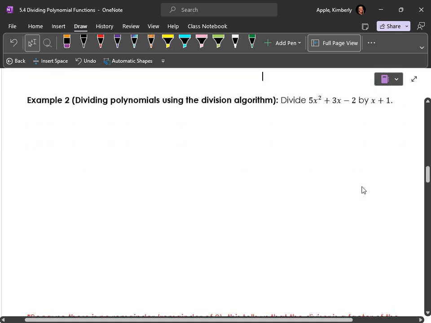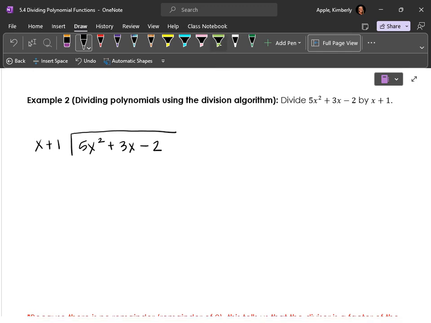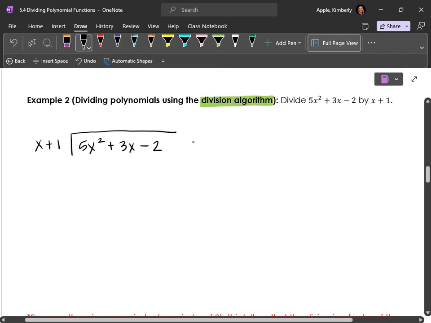So let's try again. Let's do another example where we do the long division. And this is going to be x plus 1 dividing into 5x squared plus 3x minus 2. And let's write our answer using the division algorithm. And so again, we're going to divide the first into the first. That's 5x squared divided by x. That's going to be 5x. We're going to multiply. That'll give us 5x squared plus 5x. Then don't forget that we're going to subtract everything. And that's going to give me negative 2x. We're going to bring this down, minus 2.